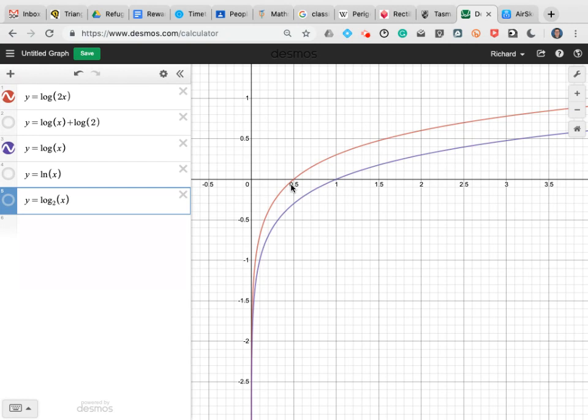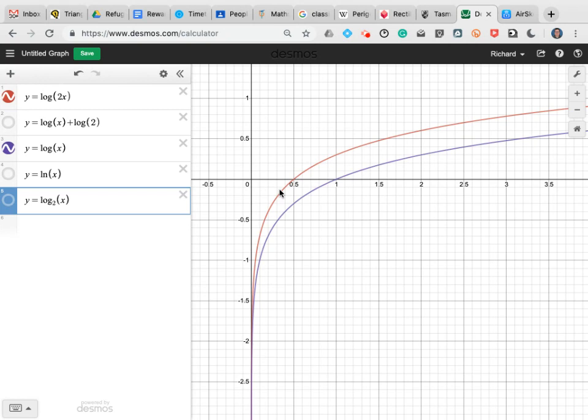The x-intercept is now 0.5 or a half instead of 1, which makes sense because now, in order to get the log of x equaling 0, we need the input to be 1, which means the x value has to be a half, because a half times 2 equals 1, right? That's how it works. So that means that everything has been pushed back this way, and hence it's compressed towards the y-axis.